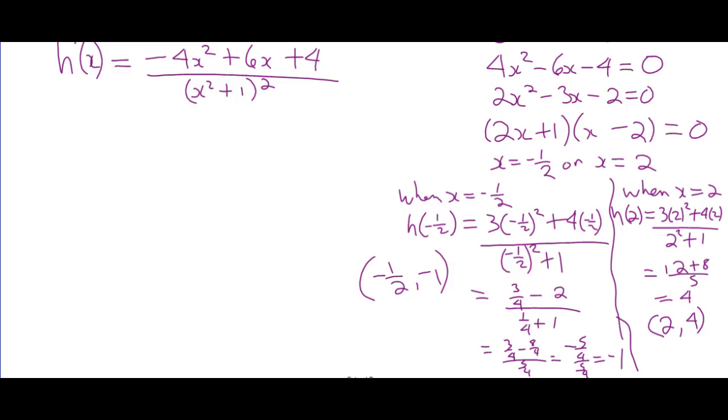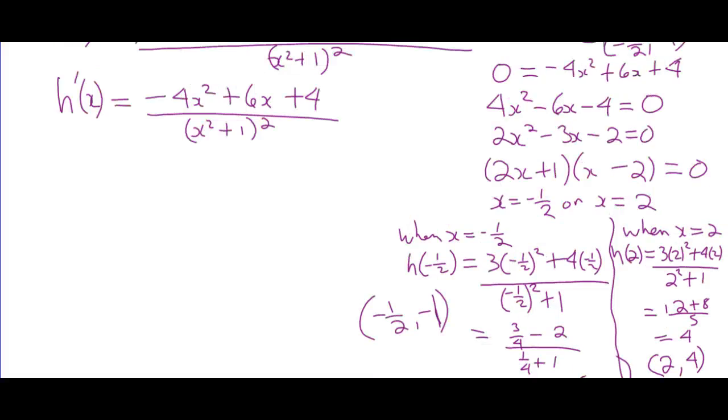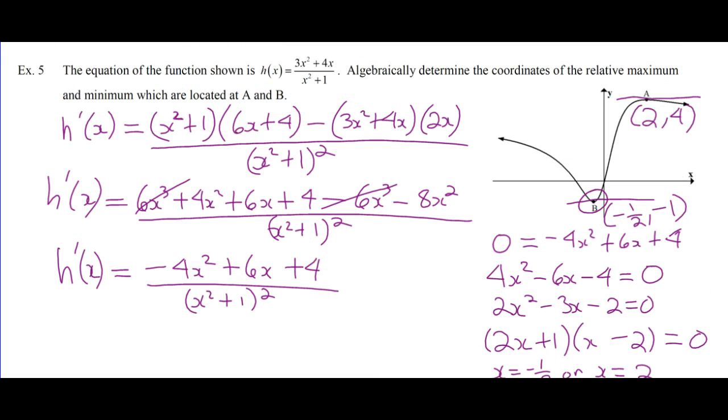Okay. Right, so we've got our two values, x is negative a half or 2. We substitute those in and work out the y values. We get negative a half, negative 1, and 2, 4, which seem not unreasonable given the diagram, assuming there's some kind of a scale there.